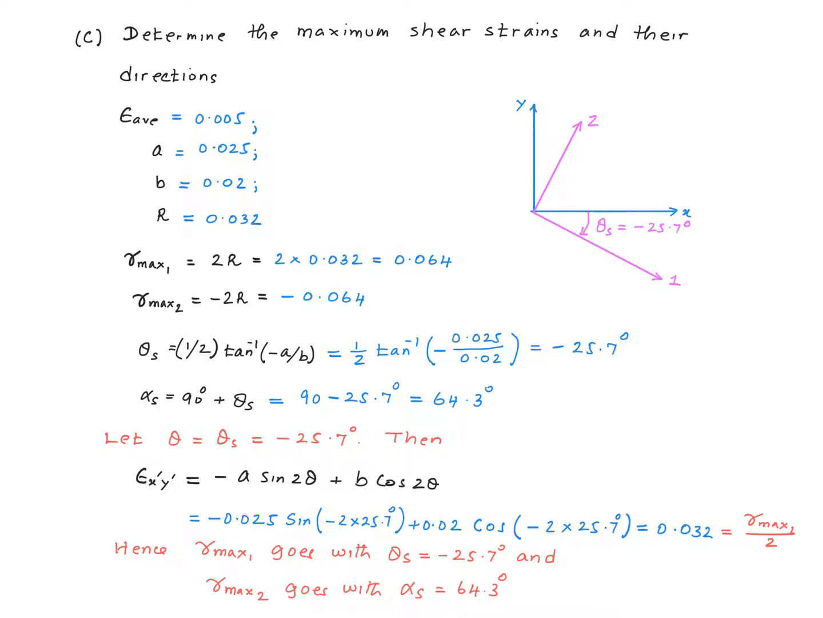Once again, to match the angles with the shear strains, we follow the same approach that we followed for the principal strains. And here I chose theta s for theta and went ahead and calculated epsilon x prime y prime, and that turned out to be 0.032. Now recognizing gamma x prime y prime is twice of that, we see that this is exactly equal to gamma max 1 divided by 2. And therefore gamma max 1 goes with theta s and gamma max 2 goes with alpha s. Here is the geometrical interpretation of these angles.